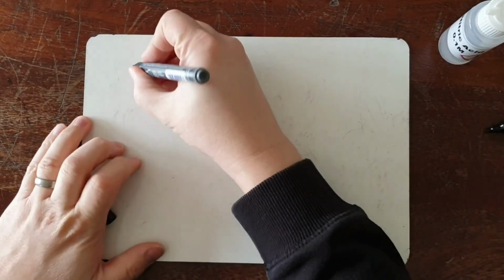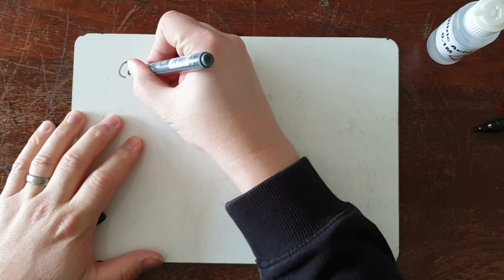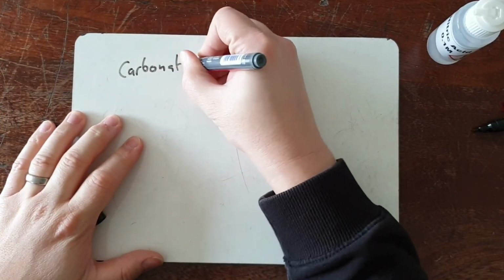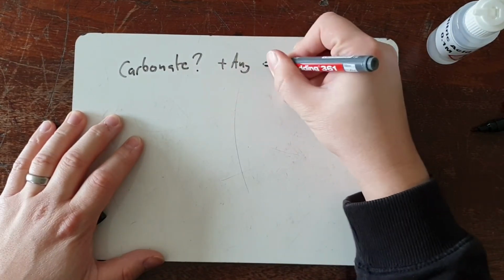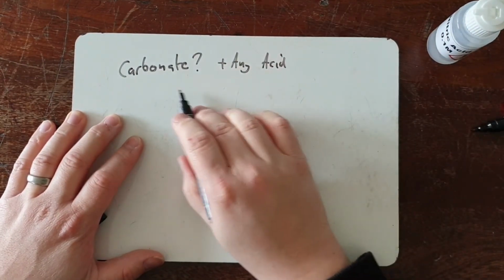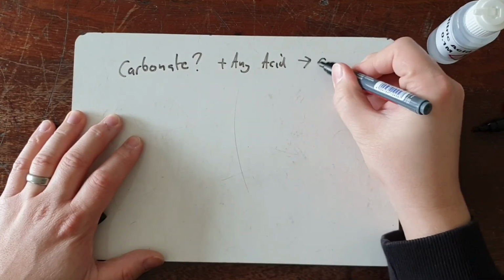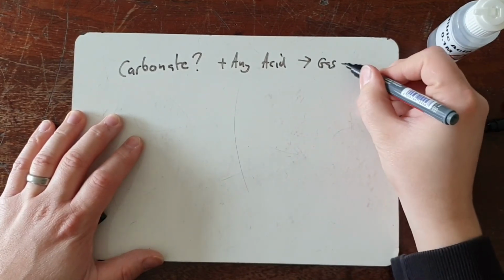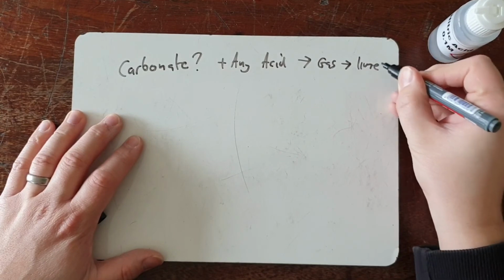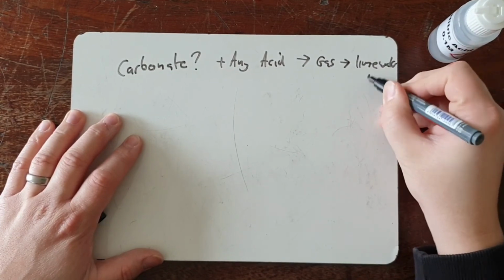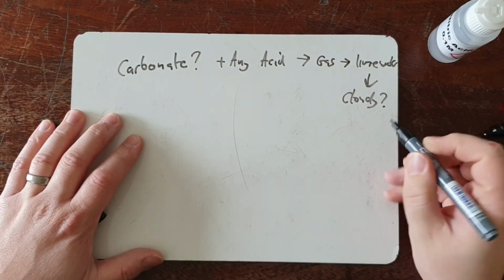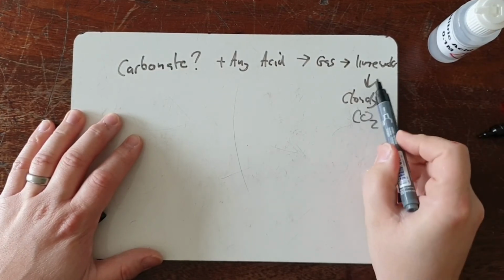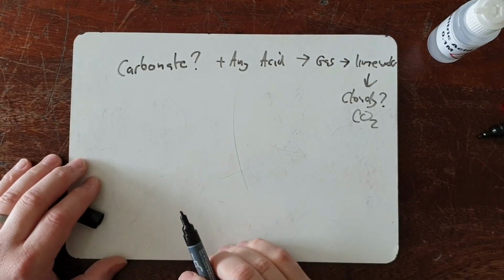Right, so to recap, how can we test for carbonate ions? So we add any acid. If there's carbonate, it will give off a gas, and that gas would be carbon dioxide, and then we bubble it through lime water, and if it goes cloudy, the gas was carbon dioxide, which means we must have started with a carbonate.